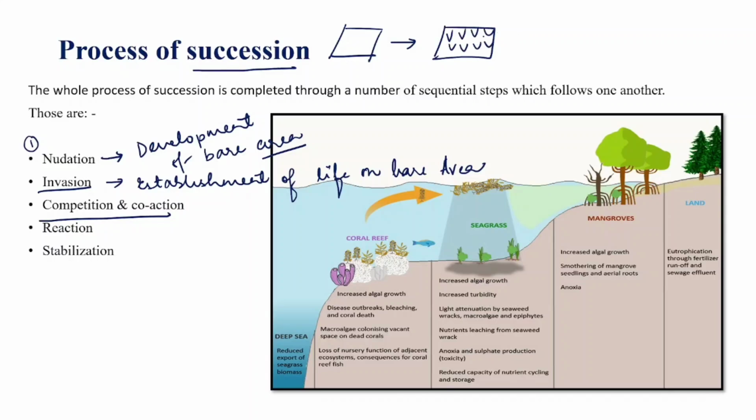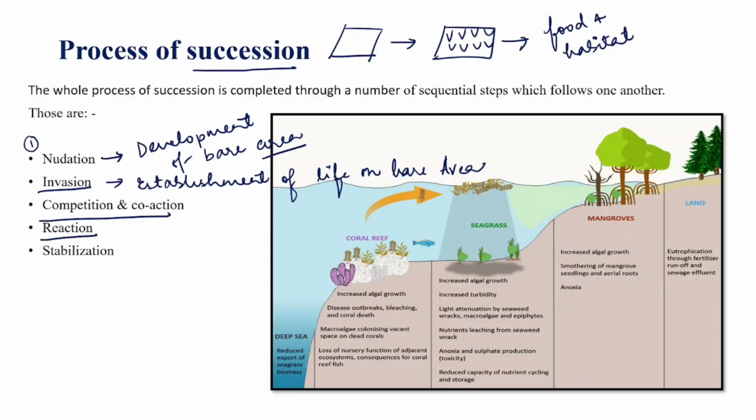Once these grasses get developed, there will be a competition among grasses, and after competition, what will happen? There will be a scarcity of resources. And why will they compete? They will compete for food and habitat, right? So there will be a competition among the plants for food and habitat, isn't it? So this competition and coaction is also a part of succession.